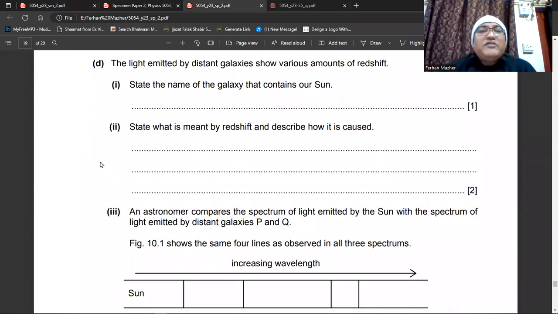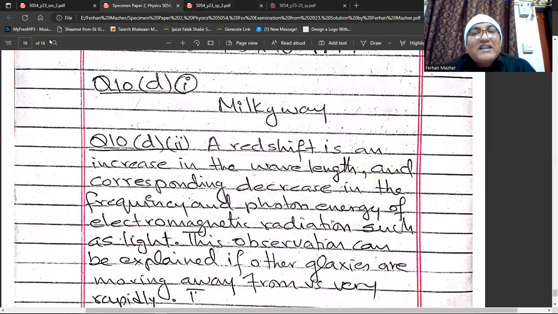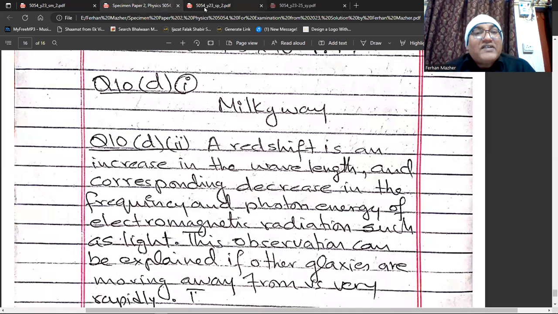Then it says the light emitted by the distant galaxies shows various amounts of redshift. State the name of the galaxy that contains our sun. Our sun is in the Milky Way. The name of our galaxy is Milky Way.